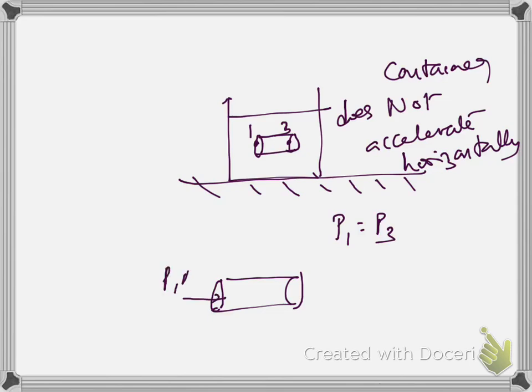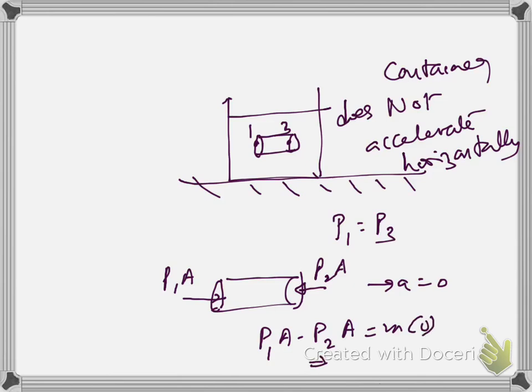Here the force will be P1 into A, horizontal force. Here the force is P2 into A. There is no acceleration, so acceleration is 0. Forget about vertical forces because I am applying Newton's law in the horizontal direction. So apply Newton's laws. P1A minus P2A, net force, is mass of the fluid into acceleration, which is 0. Which implies P1 equals P2. So if the fluid does not accelerate horizontally, pressure at the same level will be the same. Please note, this is valid only if the fluid does not accelerate horizontally.